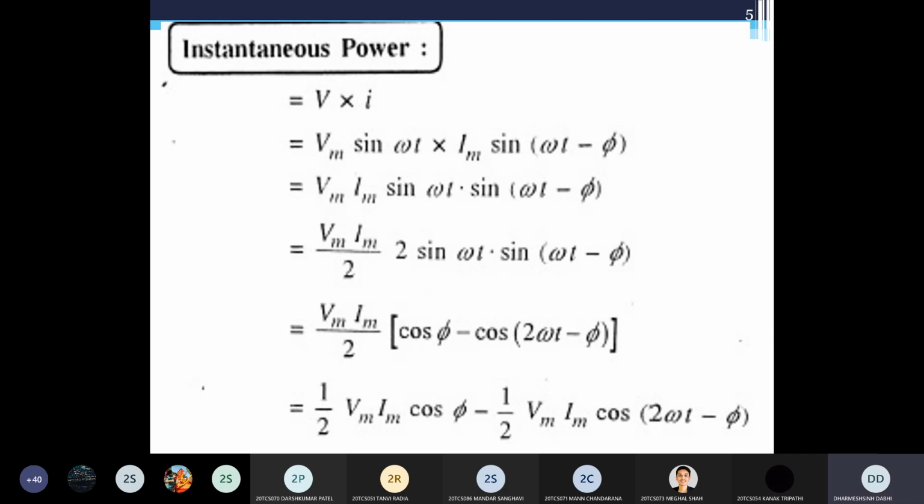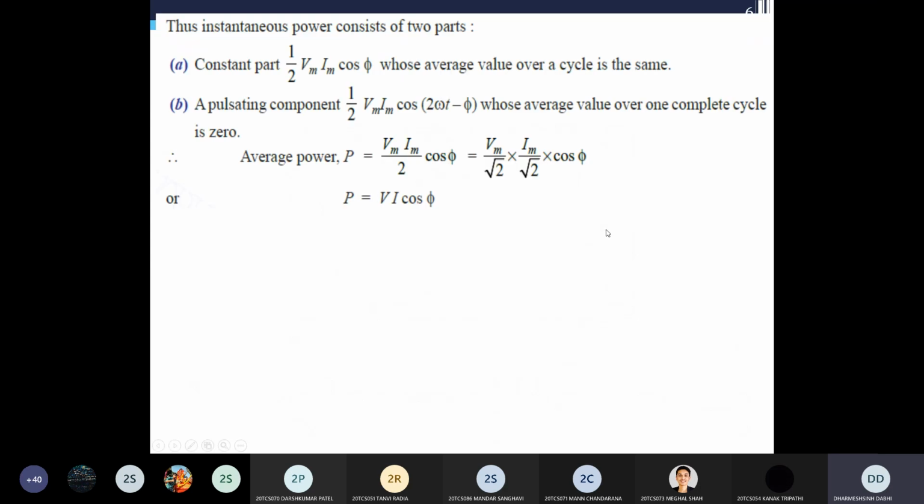This first part is almost constant if the angle is constant. Yes or no? Yes, sir. The second part is pulsating. Why? Because it is cos 2 omega t minus phi. It depends upon omega. Omega is 2 pi into f. It means as the frequency changes, this component changes. So the first part we call the constant part, or we can say that is the average value of this instantaneous power. Clear? So there are two parts, the constant part and the pulsating component.